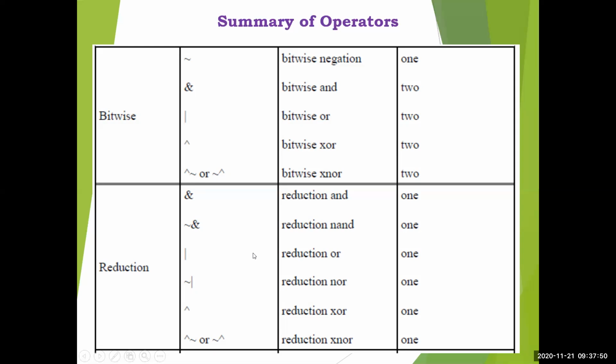The next class of operators are reduction operators: reduction AND, reduction OR, reduction XOR and reduction XNOR. The speciality here is that it requires only one operand. There is a clear cut difference between logical, bitwise and reduction. Logical and bitwise require two operands, whereas reduction requires only one operand, and its operation is like bitwise. It does a bit by bit operation, but the result is of only one bit. This we have also observed.